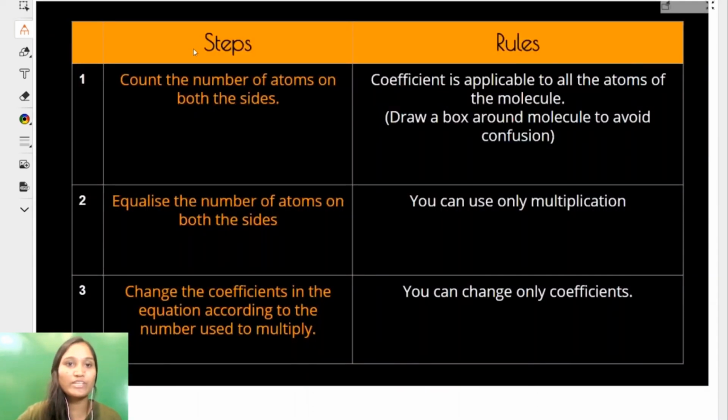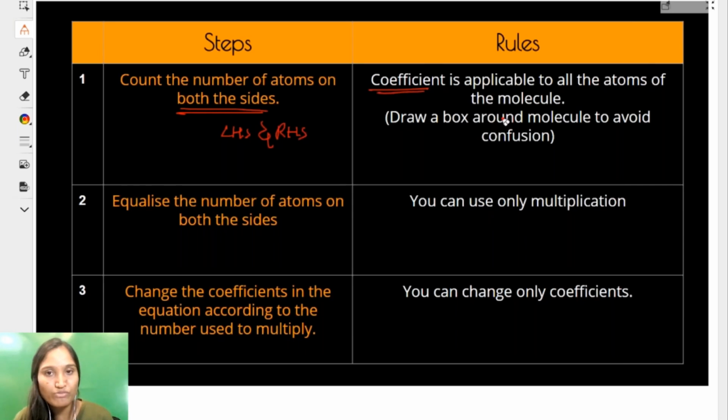Let me go back to the table and show you. Step 1 in balancing a chemical equation is count the number of atoms on both the sides. What do I mean by both the sides? Both left hand side and right hand side. Now, coefficient is applicable to all the atoms of the molecule. Draw a box around the molecule to avoid confusion. Hold on. If this statement is confusing you, I'll tell you what it means.